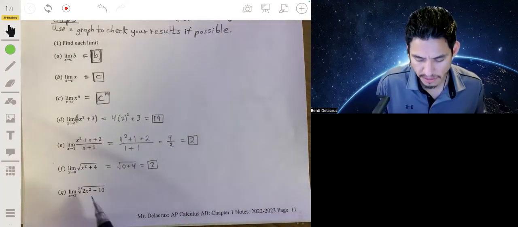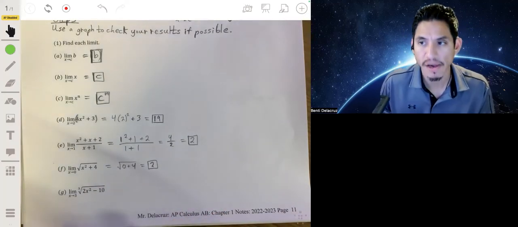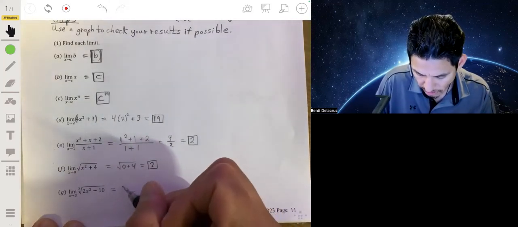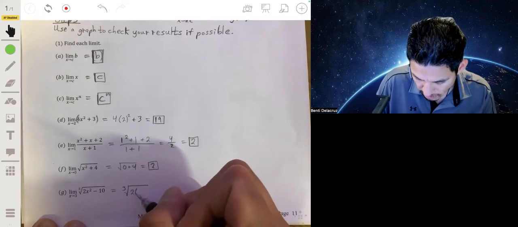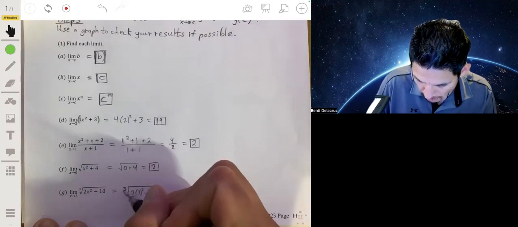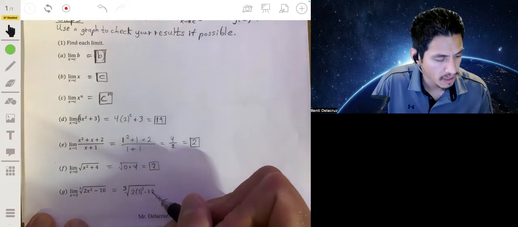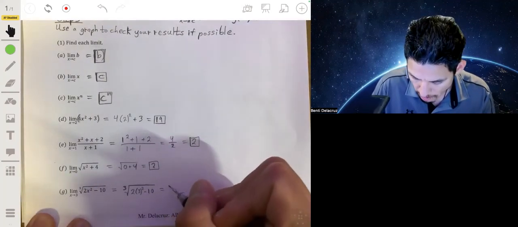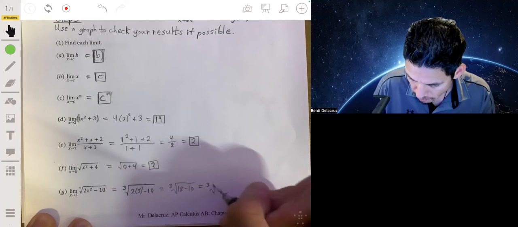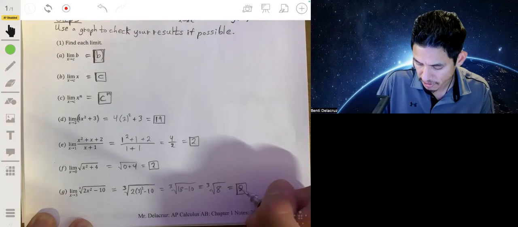And our last one, another radical where the root is odd, but that's okay, because we can take the root of it. So we just plug in 3 for x, so we get the third root of 2 times 3 squared minus 10. So the third root of 2 times 9, 18 minus 10, the third root of 8. Remember, that would just be 2 because 2 to the third power, 2 times 2 times 2, is equal to 8.